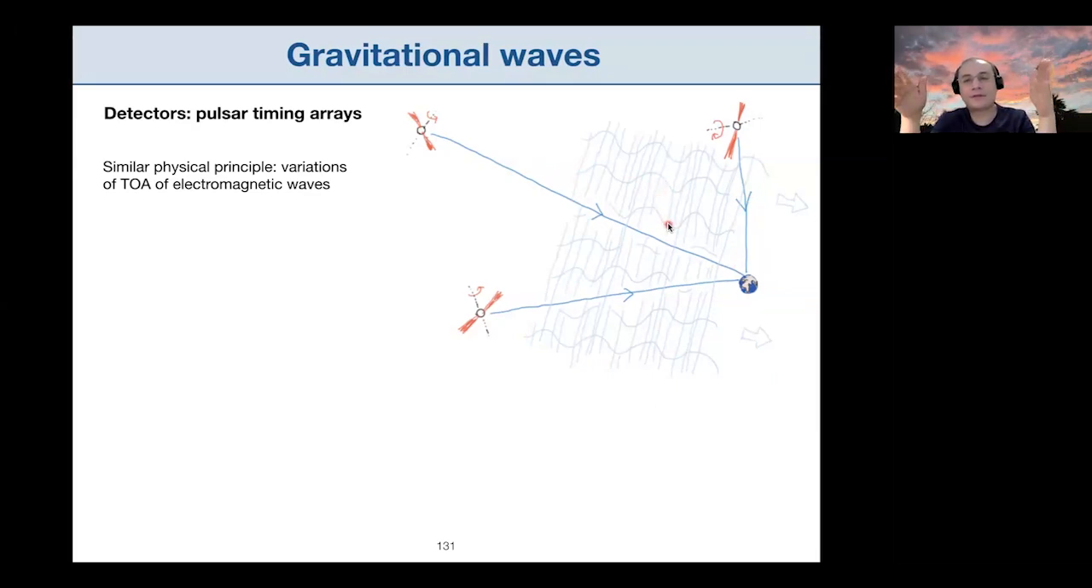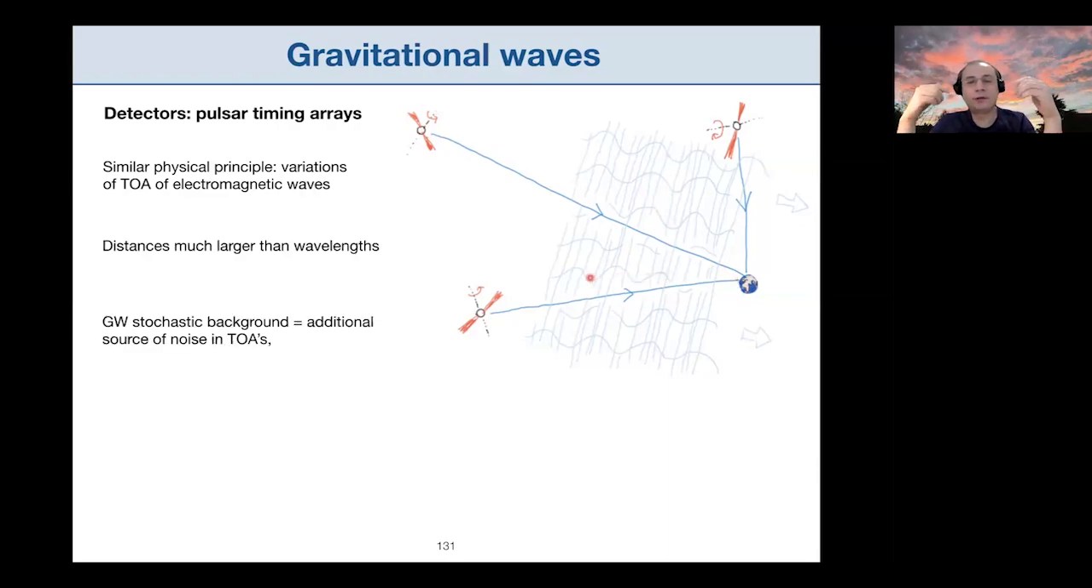An important difference is that now the distance from the Earth to the source, these pulsars, is not much smaller than the wavelength. In fact, it's the opposite. This distance is much larger than the wavelengths we're looking at. So the detection is a little bit different. We are not really looking for any particular wave source. What these experiments aim for is to detect this gravitational wave stochastic background.